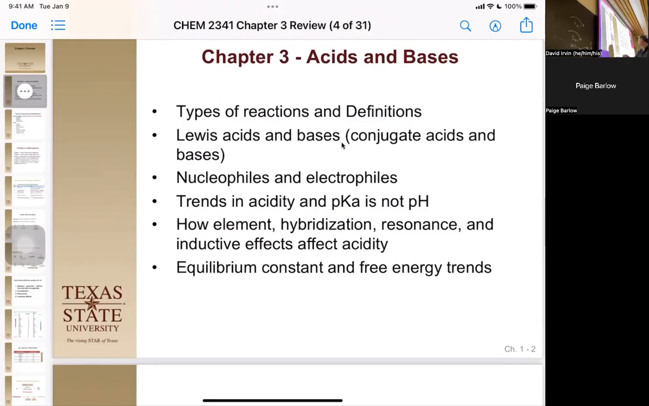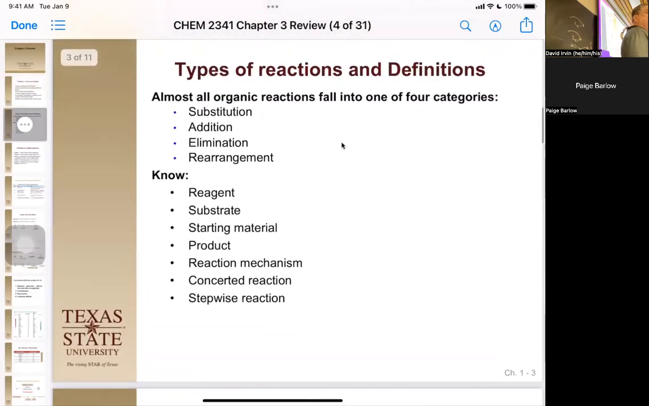Nucleophiles and electrophiles, trends in acidity, the element, hybridization, inductive, and resonance effects for acidity, and then equilibrium constant and free energy trends. Okay, so you'll need to know these definitions.